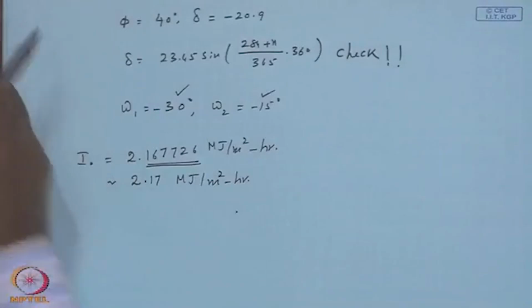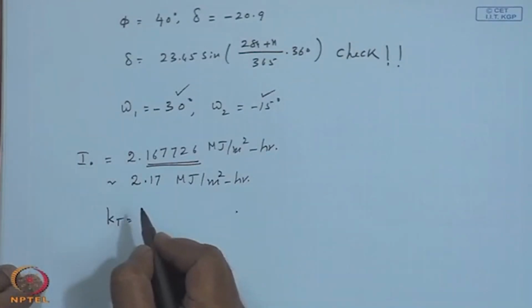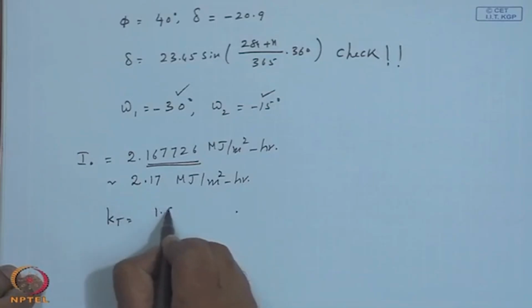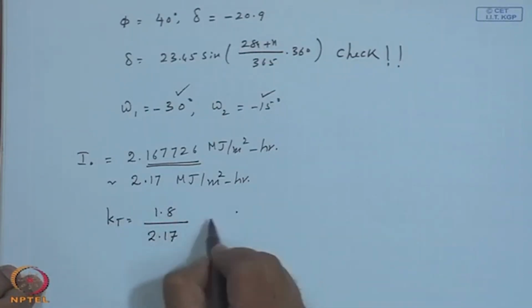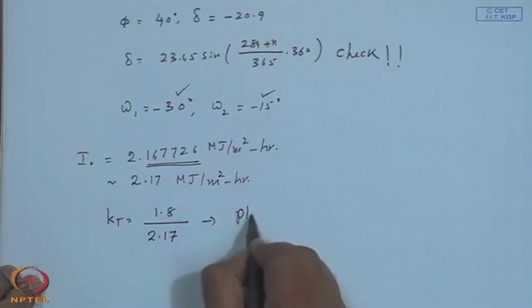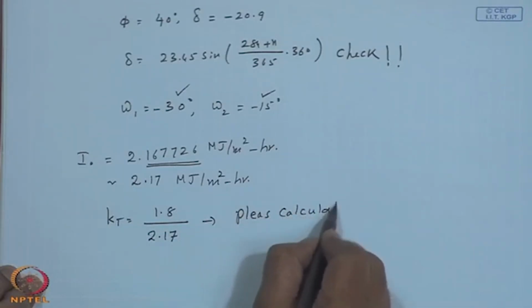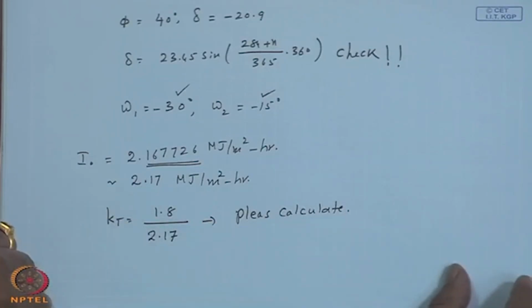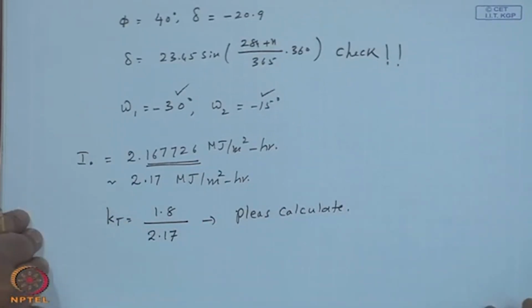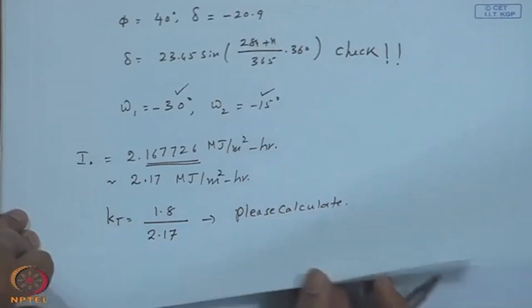And your KT is your I, 1.8 by 2.17. Please calculate this. I just thought I calculated I0 and forgot to do this simple division. Okay.